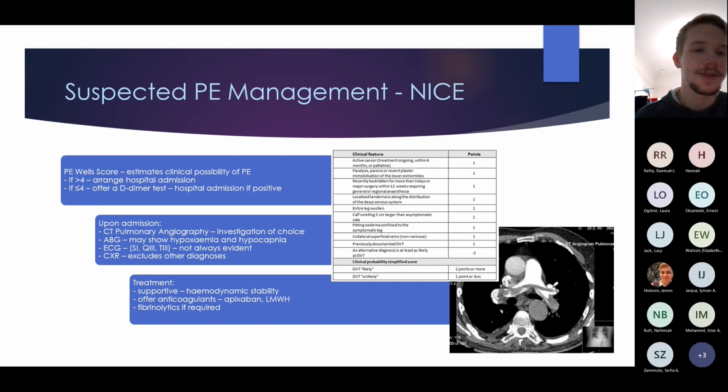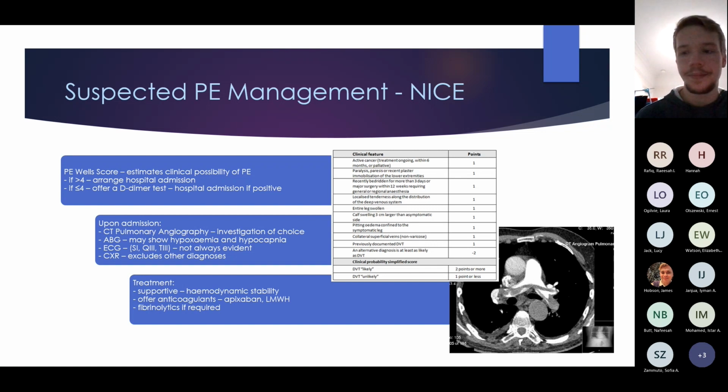And then in terms of treatment, initially supportive, so you're trying to make them hemodynamically stable, whether that's with oxygen or fluids. And NICE advise giving anticoagulants straight away, which they said apixaban is the first line, or low molecular weight heparins, and if required, give fibrinolytics to try and break that clot up.